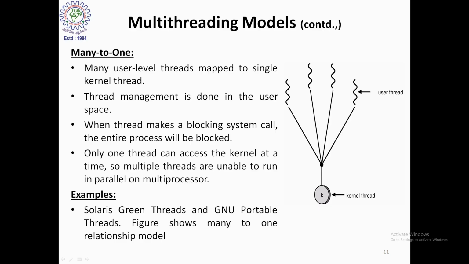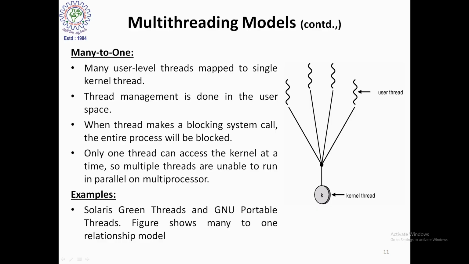So this is one of the main disadvantages of the many to one model. Also, only one thread can access the kernel at a particular instant of time. So parallel processing is also not possible. Multiple threads are unable to run in parallel, and in the case of multiprocessing it is not possible.